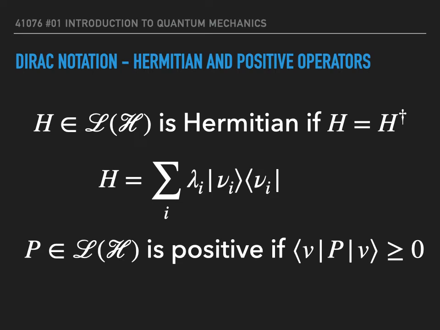A linear operator P is positive or positive semi-definite if for every vector V in Hilbert space H, the inner product of P acting on V with V itself is non-negative. Note that every positive operator is also Hermitian. Hence, this definition also implies that the eigenvalues of a positive operator must be non-negative. Finally, we denote by curly L H plus the collection of all positive operators in Hilbert space H in this subject.